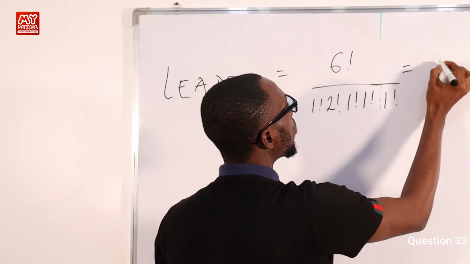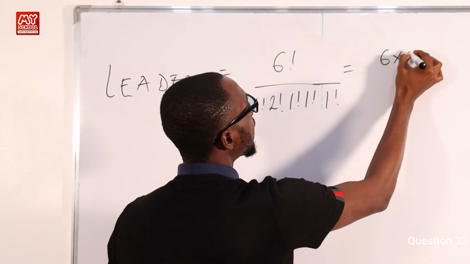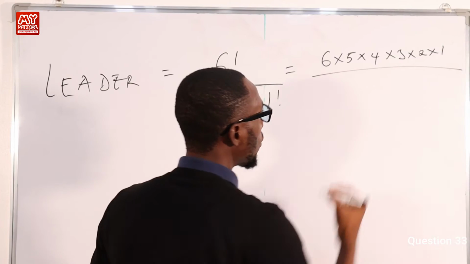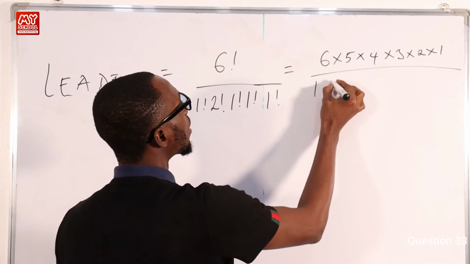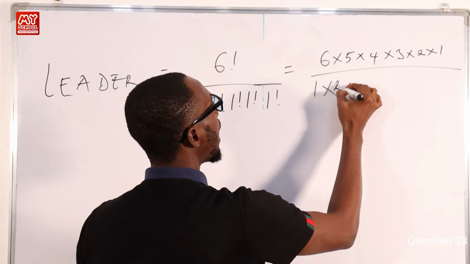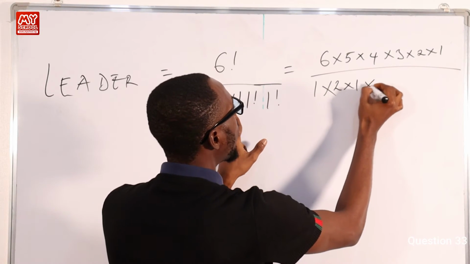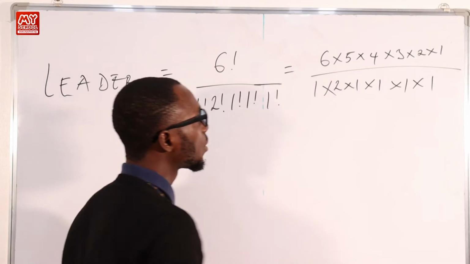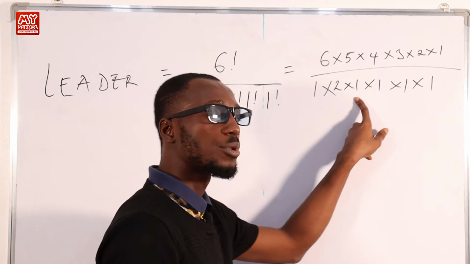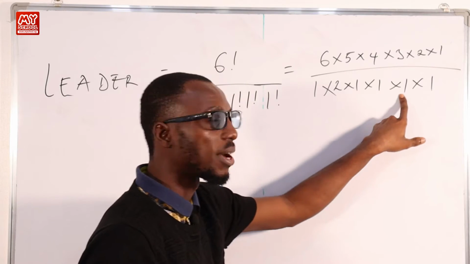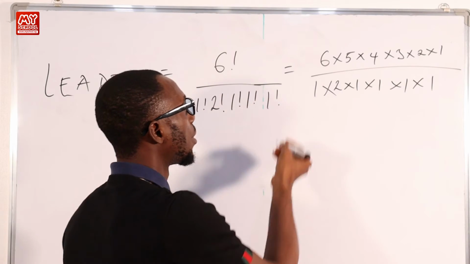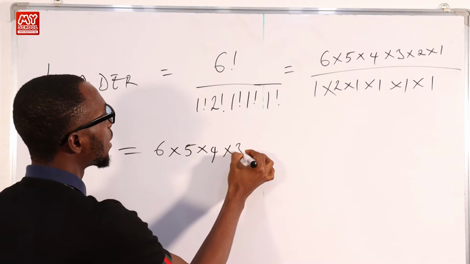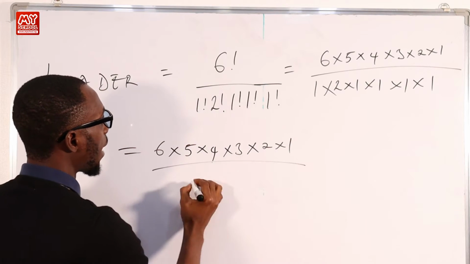Okay, that's 1. So we have 6 factorial means 6 times 5 times 4 times 3 times 2 times 1 over, okay, 1 factorial is 1, 2 factorial is 2 times 1, and the other factorials are each 1. So basically 1 times 2 is 2. So in the denominator we would have 2, and the numerator is 6 times 5 times 4 times 3 times 2 times 1 over 2.